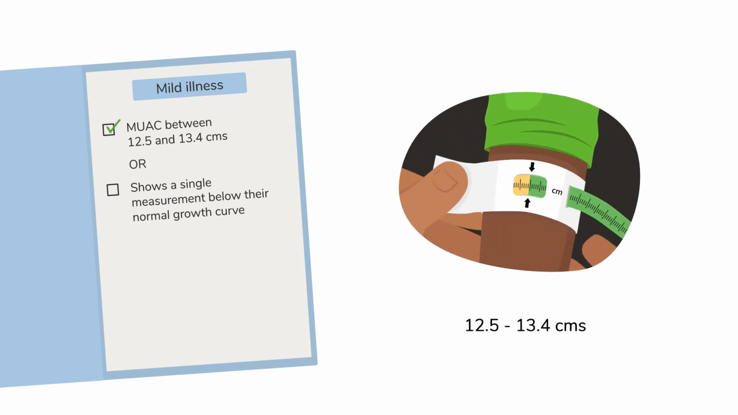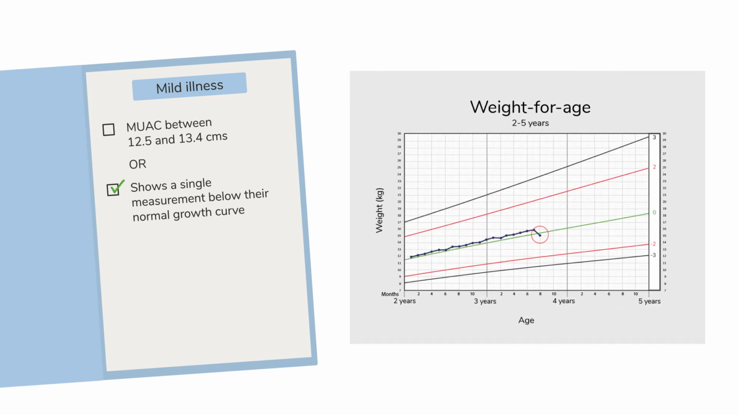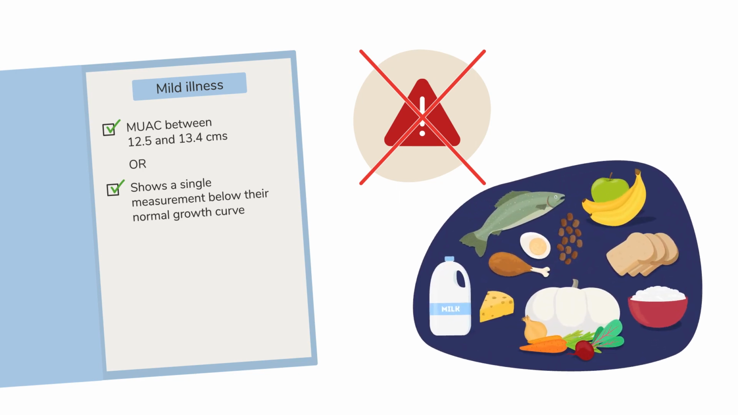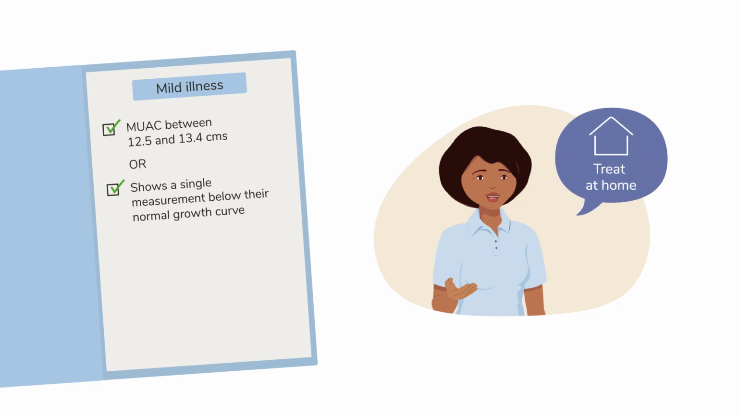Malnutrition can be a sign of a mild illness if the child measures between 12.5 and 13.4 centimeters on the mid-upper arm circumference, or MUAC tape, which is close to the yellow, or shows a single measurement below their normal growth curve. In both of these cases, the child should show no danger signs and have access to nutrient-rich foods. Explain to the caregiver how to care for the child at home by counseling them on good feeding.